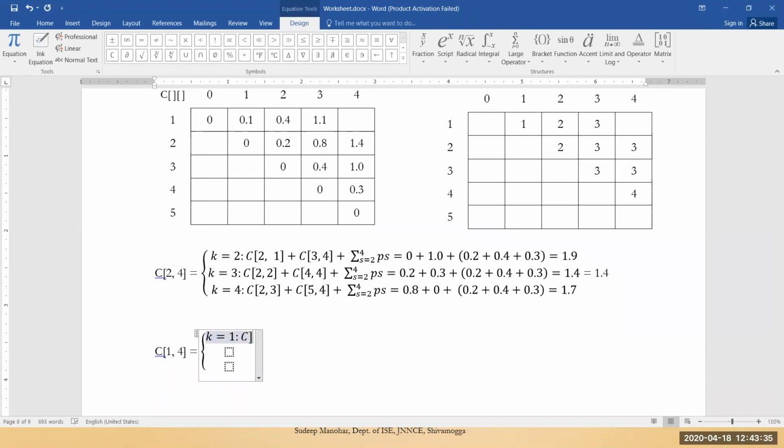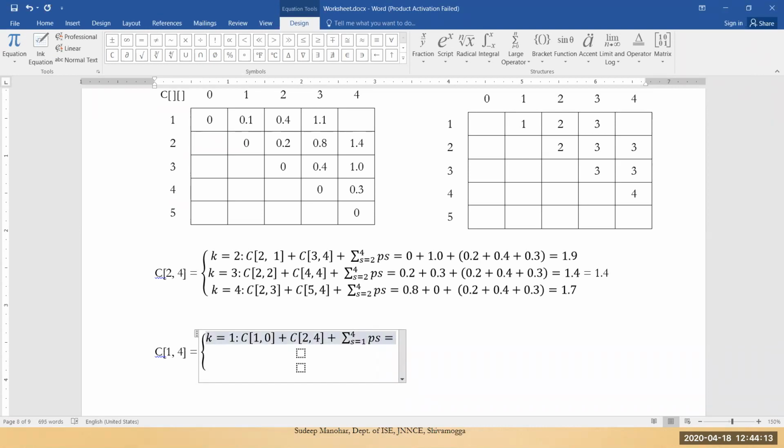C of I comma k minus 1. That is, k minus 1 is 0, plus C of k plus 1 comma j, that is 4. Okay, plus the probability. I'll copy the probability from this. So it is from 1 to 4.